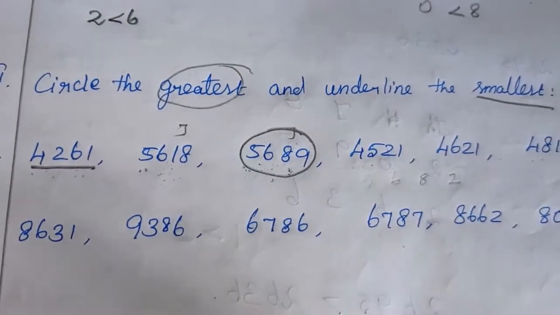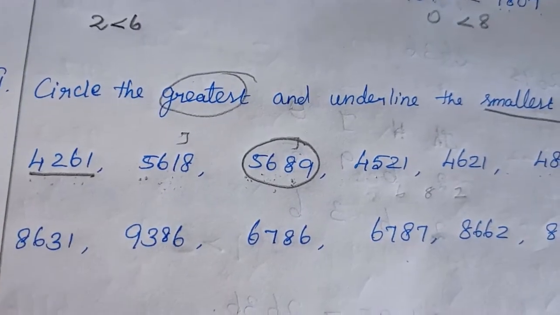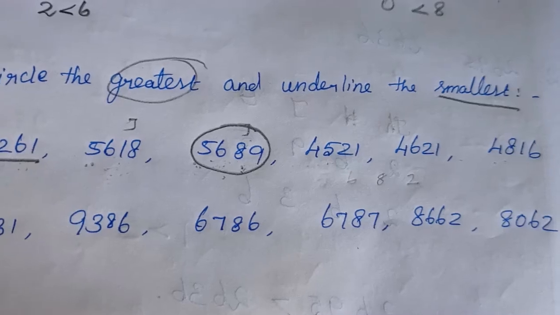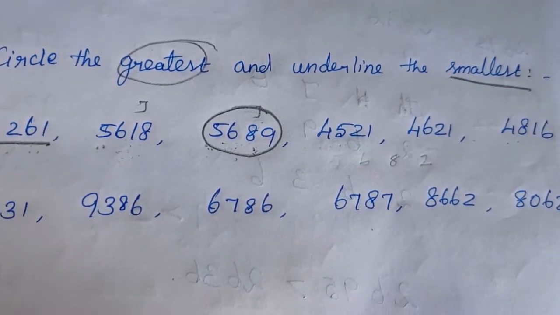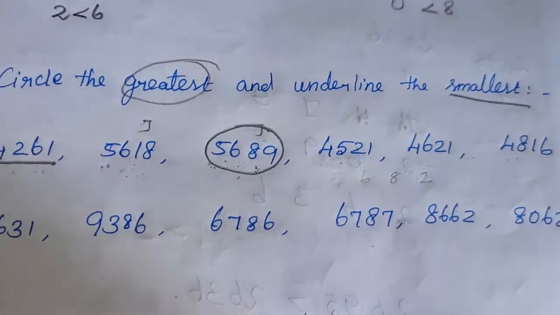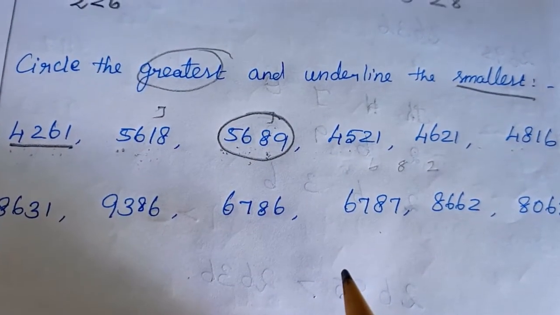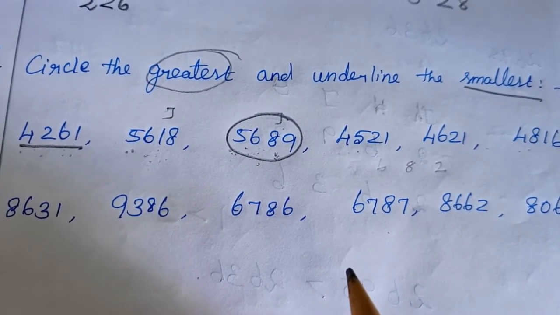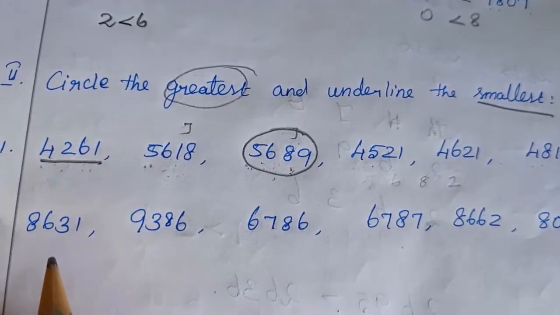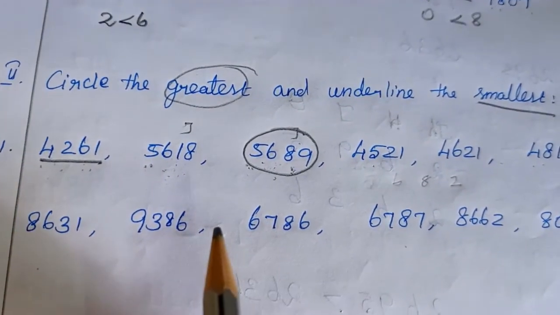Check the next question. Okay, so children, here also you have to find the greatest number and also find the smallest number. Okay ma? So what do you want to do first? Yes, count the number of digits in all the numbers. Here all the numbers have 4 digits. Okay, so what do you want to do next to find the greatest number? Yes, check their highest place value. For all the numbers, the highest place value is thousands.